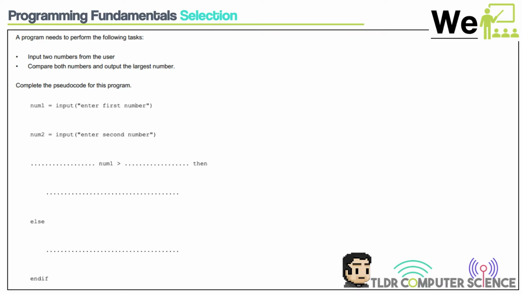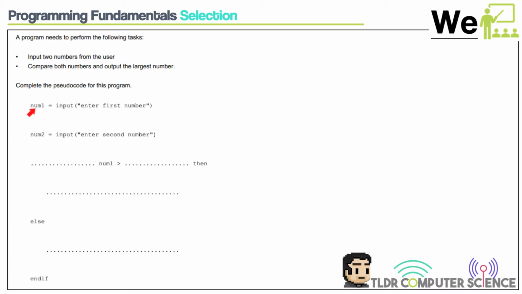In a question like this, it's essentially asking you to apply the principles of selection to the question. And it's giving you sections of code already in place, and it's essentially your job to fill in the gap. Let's read what the algorithm intends for you to do. It needs you to perform the following task. Input two numbers from the user, compare both numbers, and output the largest number.